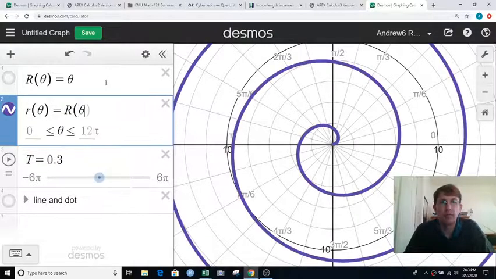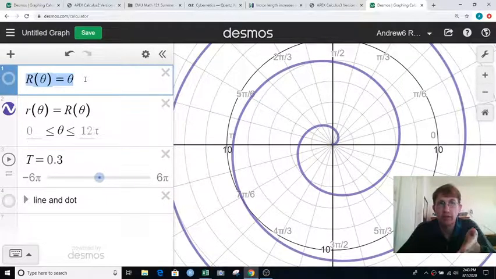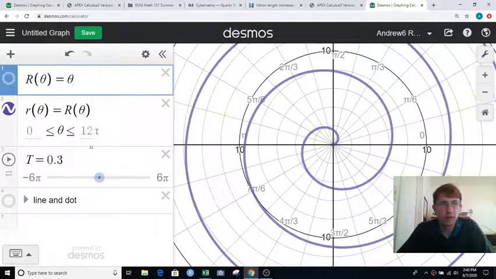And I get the same curve as before, but now I have this function that has its own name, and I can do things like take the derivative or work it into an integral if I need to. So it gives me more flexibility. Let's take a look at this curve.